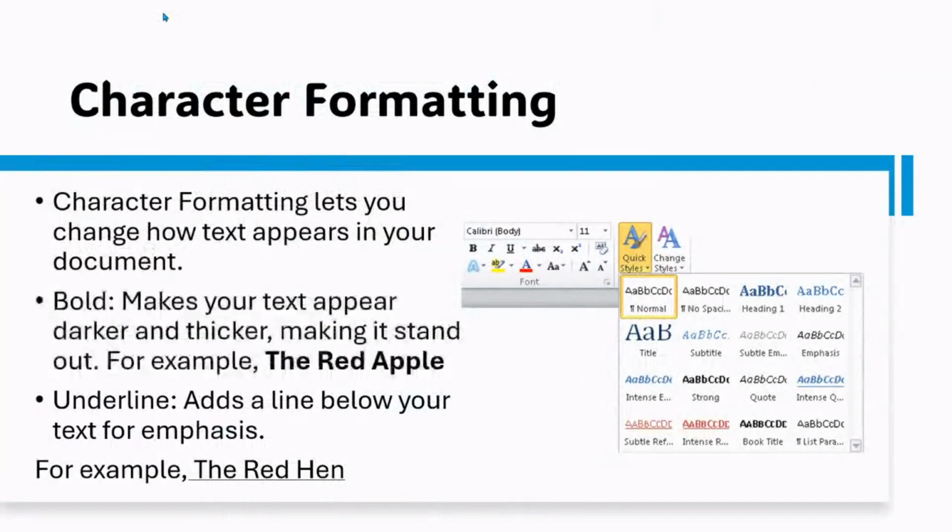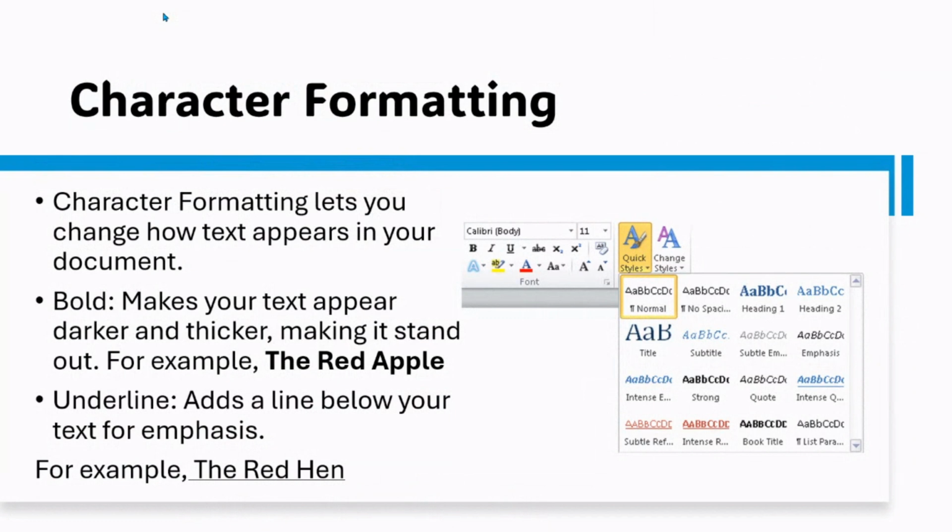Character formatting lets you change how text appears in your document. So if we want to change the way our text appears in the document, we may decide to bold it, to underline it, to italicize it, to change the font style, to change the font color, and so forth. So if we are bolding text, we're basically making the text appear darker and thicker, making it stand out. And we have an example right there.